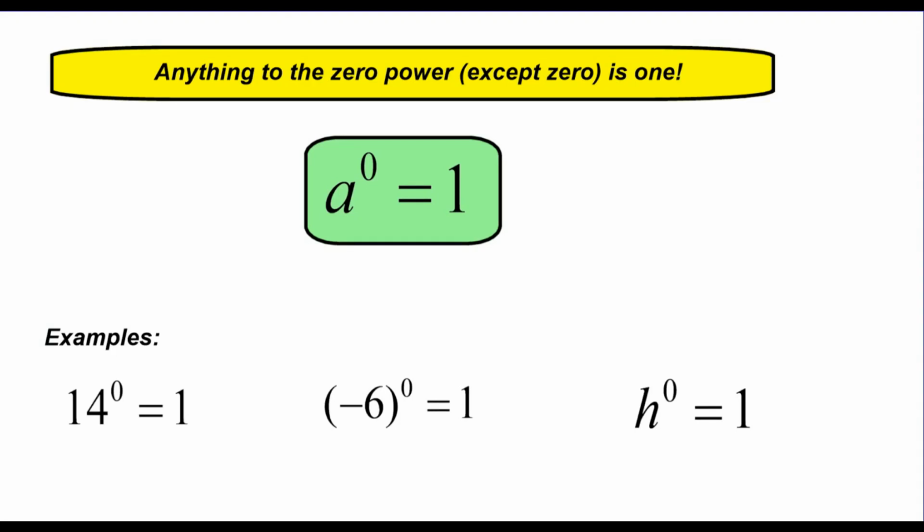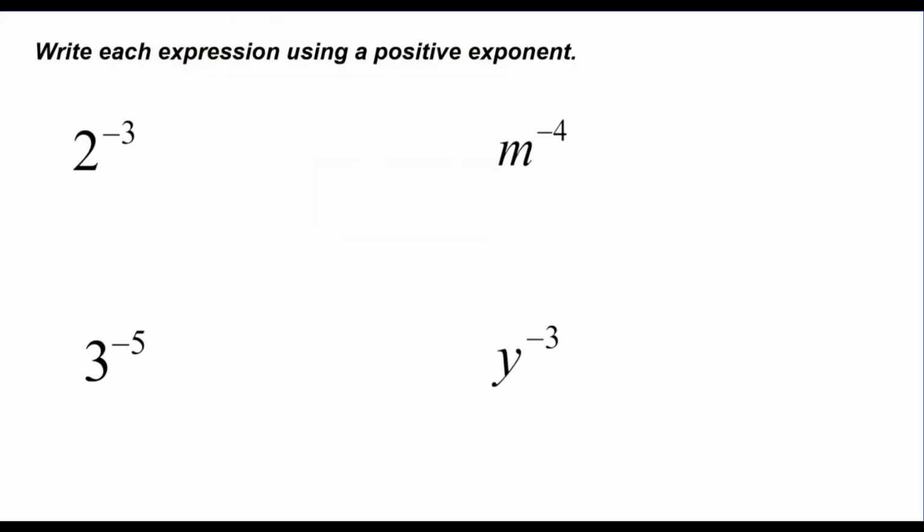And h to the 0 power, again, that's going to be 1. Anything to the 0 power is 1. So let's practice writing these expressions using a positive exponent. I want to rewrite these negative powers with a positive exponent, and all I have to do is find the reciprocal. So the reciprocal would be 1 over 2 to the positive 3rd power. 2 to the negative 3rd power is the same as 1 over 2 to the 3rd power.